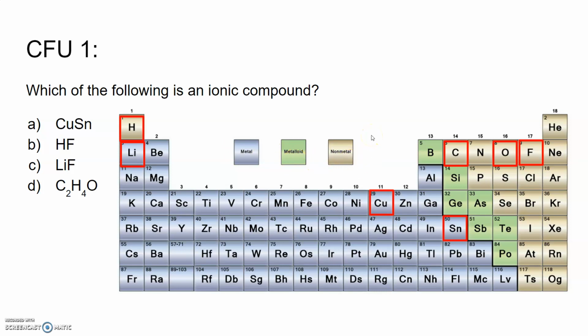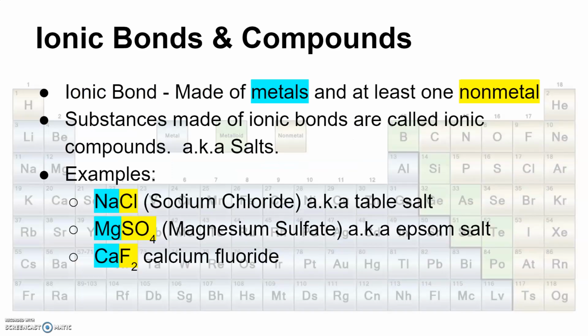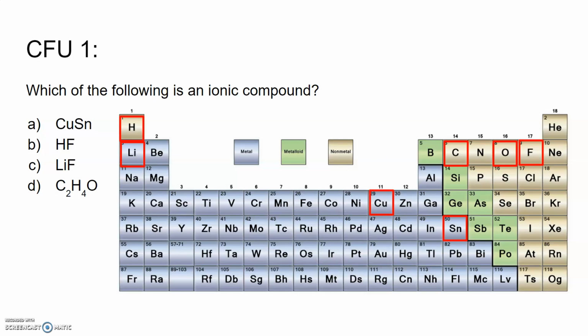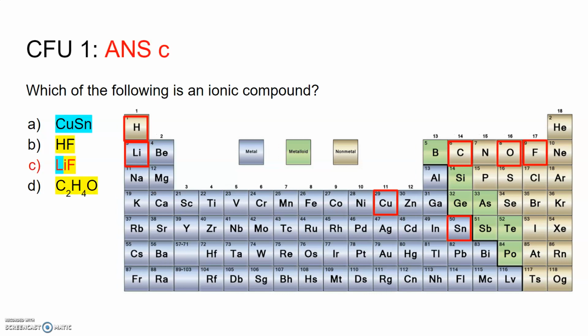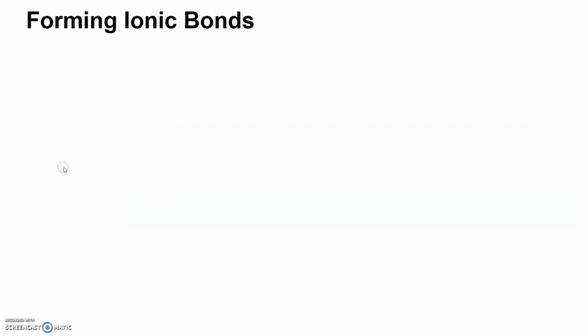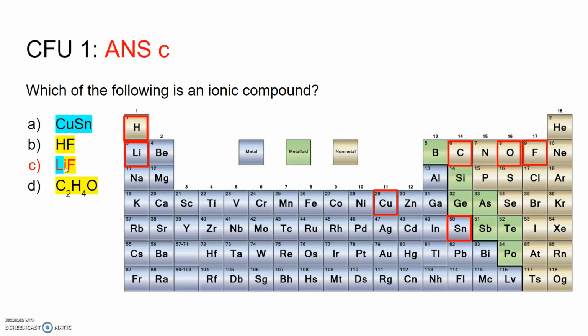All right, so what you're going to do is pause the video and, using the definition that we saw on the previous page, that ionic bonds are made up of metals and nonmetals, identify which one is an ionic compound. When you press play again, the answer will be revealed. Great, so the answer is C. If you look at choice C, we have lithium, which is a metal, and fluorine, which is a nonmetal. So we have a metal and a nonmetal, which makes it an ionic compound.